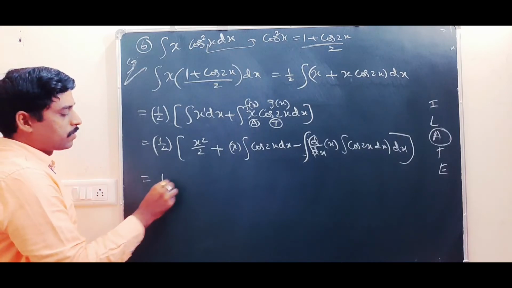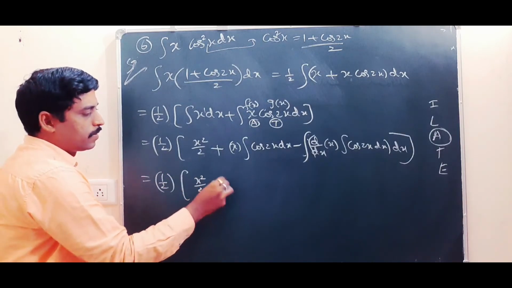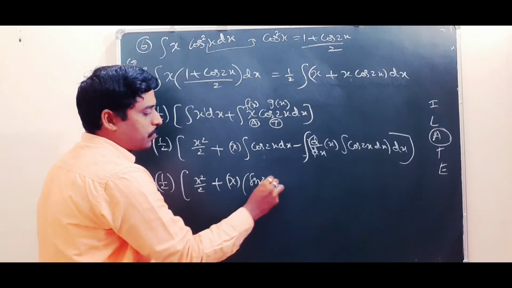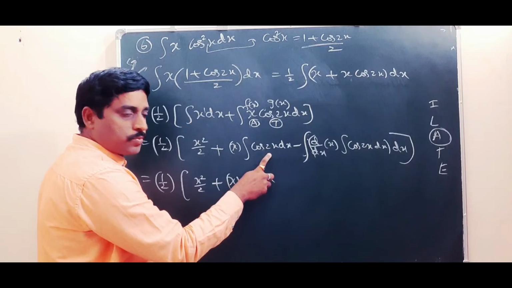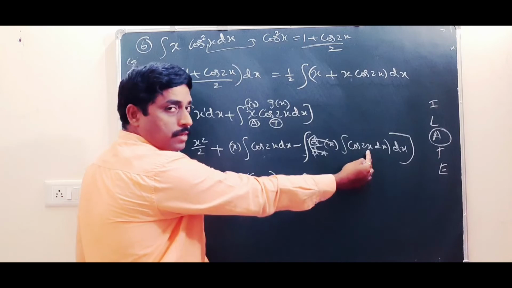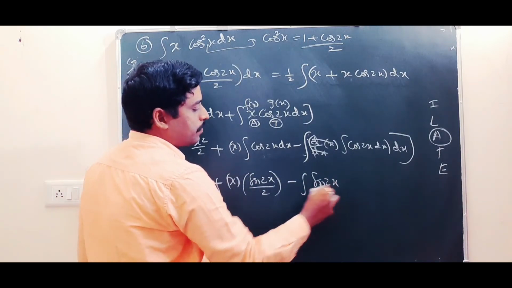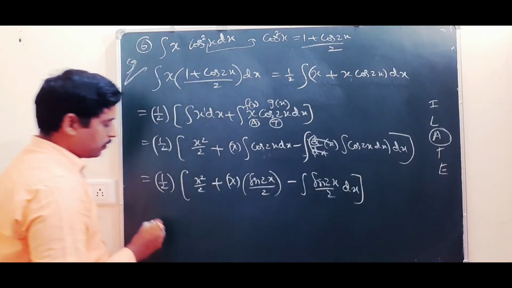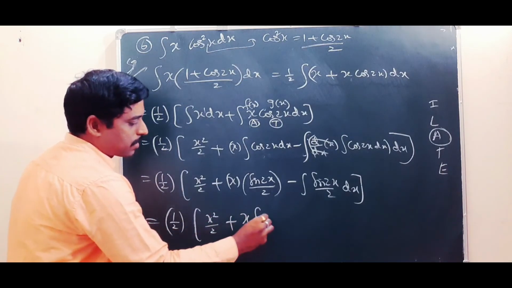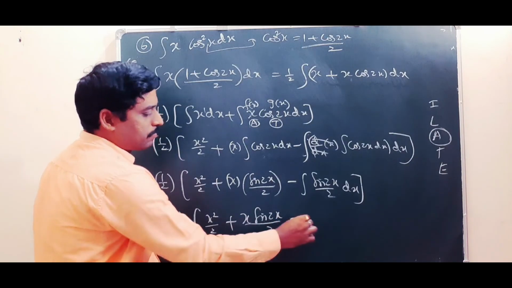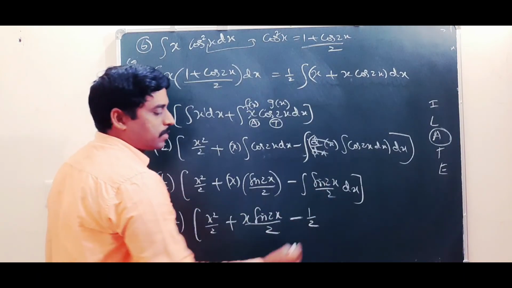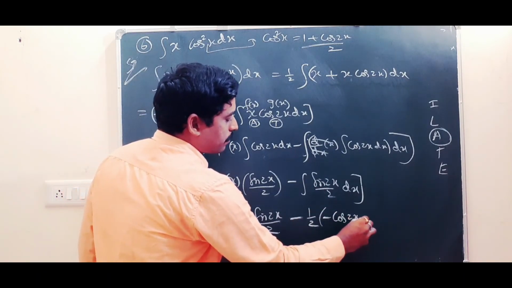So 1/2 times of x²/2 plus x into integral cos 2x. So integral cos 2x will be sin 2x/2, since the differentiation of 2x is 2, integration is divided by 2. So dx gets cancelled. So 1/2 times of x²/2 plus x sin 2x/2, minus 1/2 constant, integral sin 2x. Integral sin 2x will be −cos 2x/2.